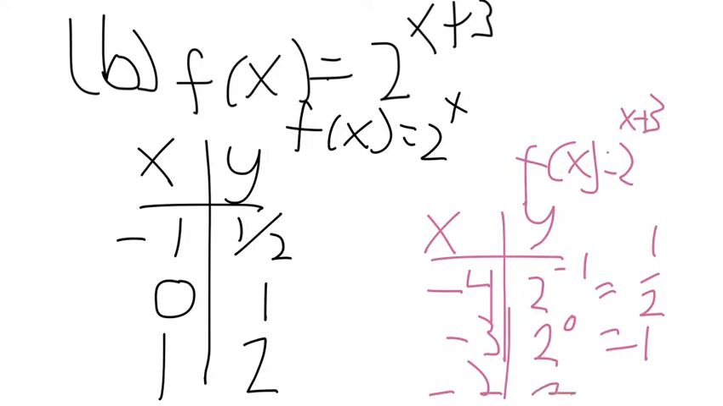So if you look, you have the same y values, it's just that the corresponding x values are all shifted to the left 3 units. So what this tells us is that the entire graph is going to be shifted to the left 3 units.